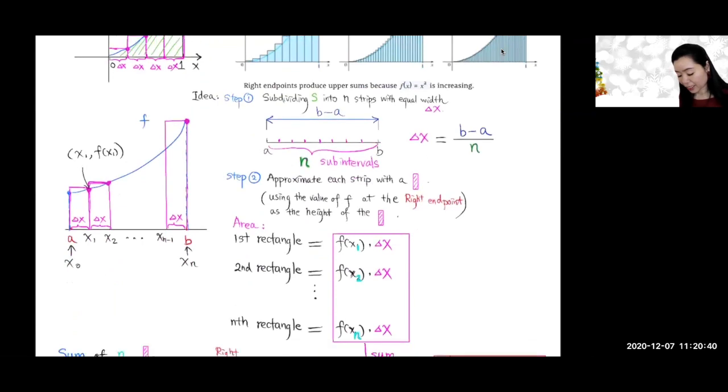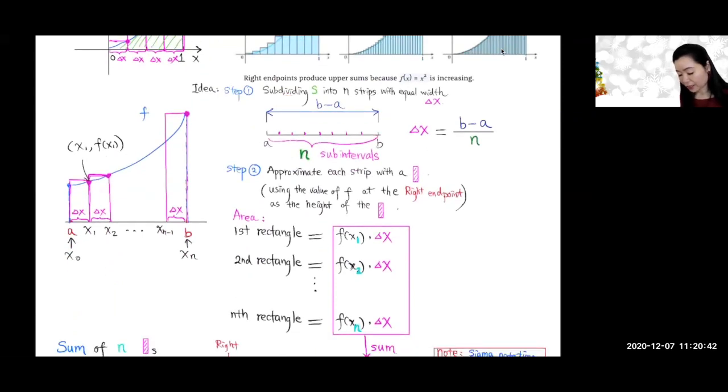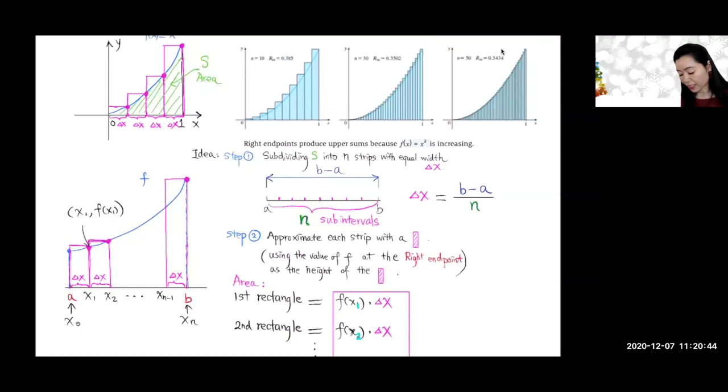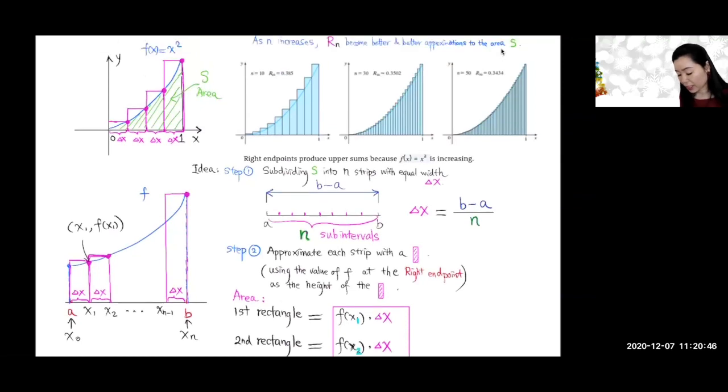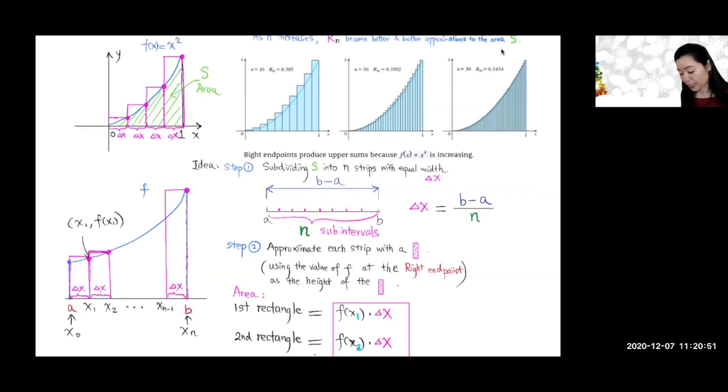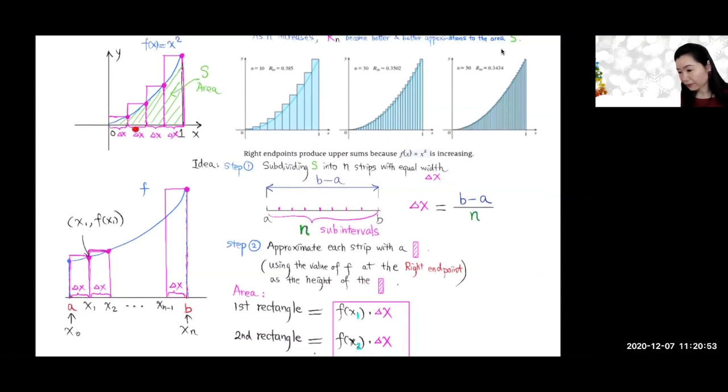Over here, we're going to subdivide this region into n stripes with equal width delta x. So delta x is the width of each subinterval. Delta x will be the total length, which is b minus a, divided by n, because we divide that into n subintervals. So b minus a divided by n, that's delta x.